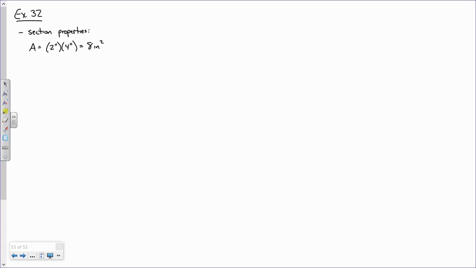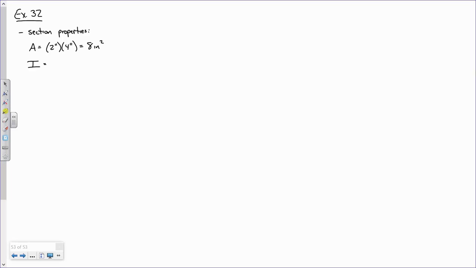Now, this is where I want you to put your thinking cap on. This is a rectangle, right? So what's the moment of inertia? Okay, BH cubed over 12. Now, that would seem to be the right answer, but it's wrong, and I'm going to explain why.